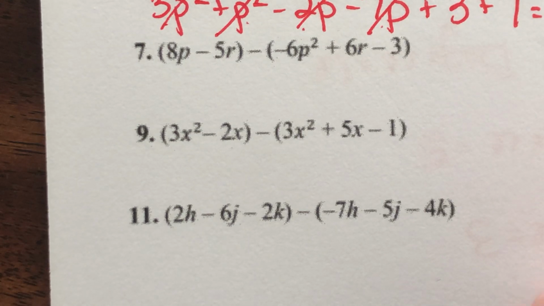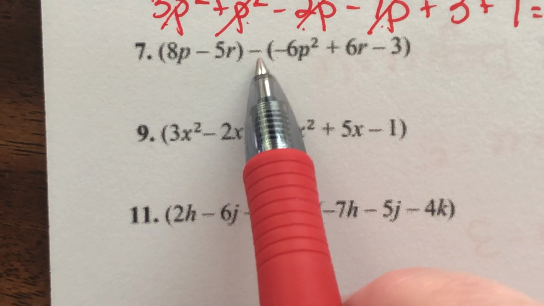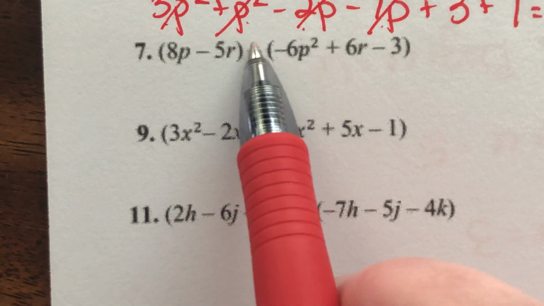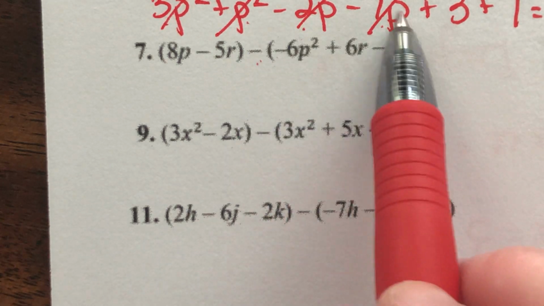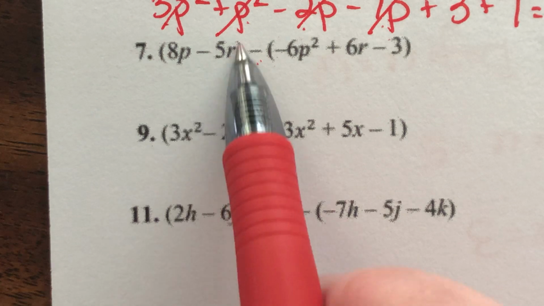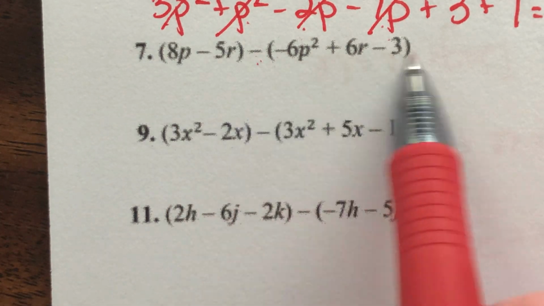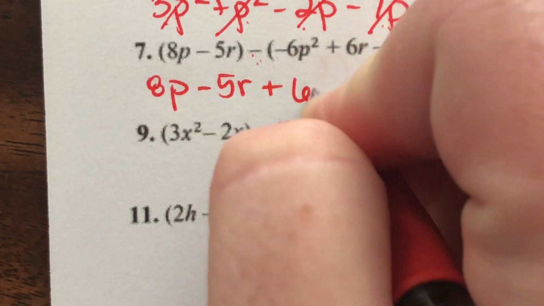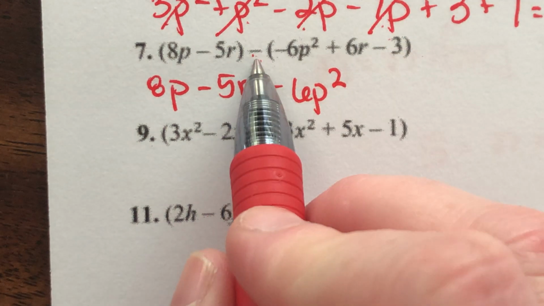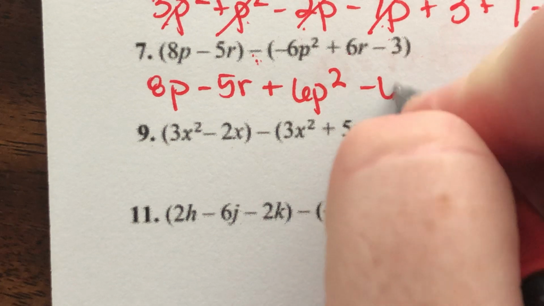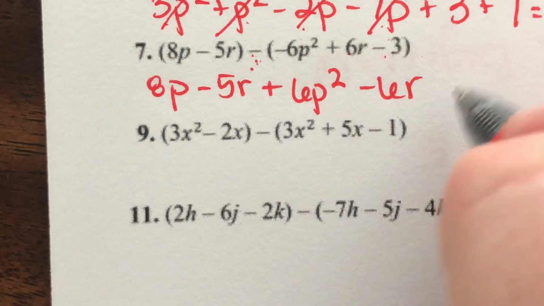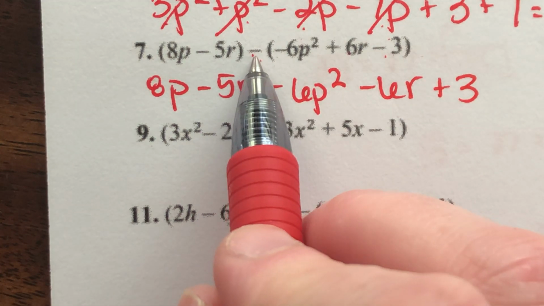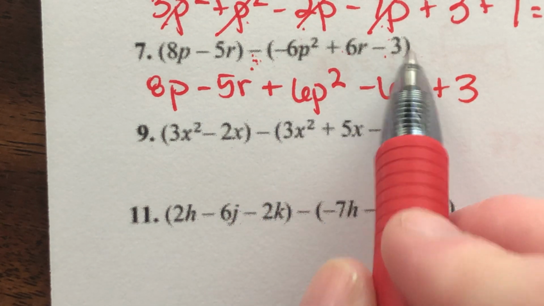Next, number 7. Now we've got a minus sign. So now we have to distribute that minus sign to each term in this set of parentheses. There's no minus sign out front here, so we don't change this guy, just this guy. So we've got 8p minus 5r minus negative 6p squared, so that becomes plus 6p squared, minus 6r, minus negative 3. Basically, that minus sign here just changes the sign of every term in here.